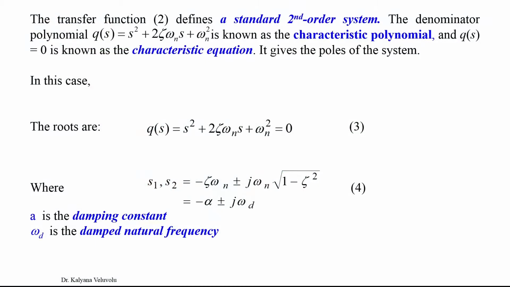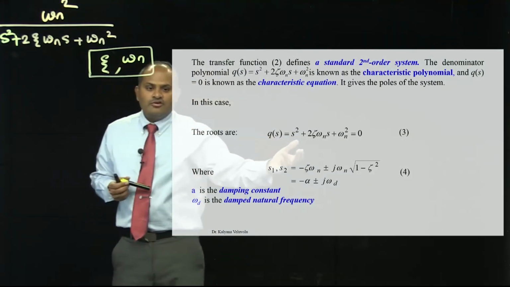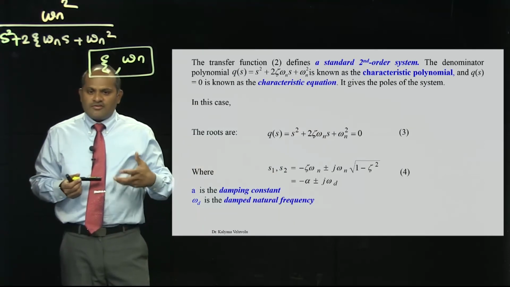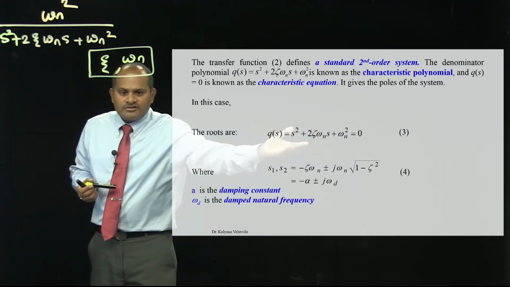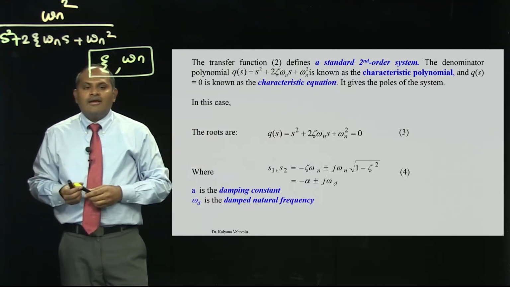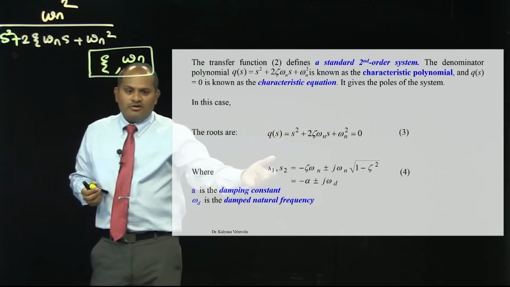So, the transfer function defines a standard second order system. The denominator, as I am explaining, is what we call the characteristic equation. This is a second order equation. The characteristic equation is s square plus 2 eta omega n s plus omega n square equal to 0. We call it the characteristic equation because all the properties of the system are included in it. This defines the characteristics of the system. So, we take the roots S1, S2.